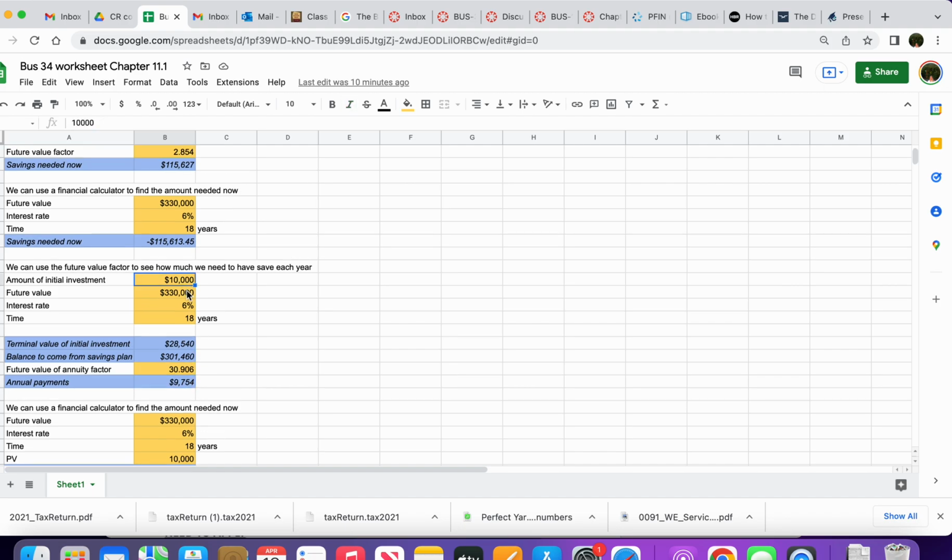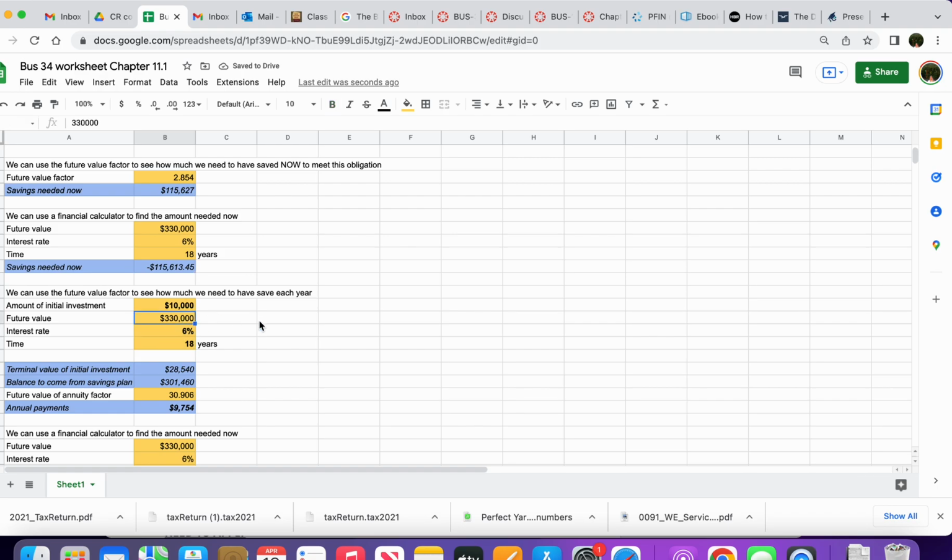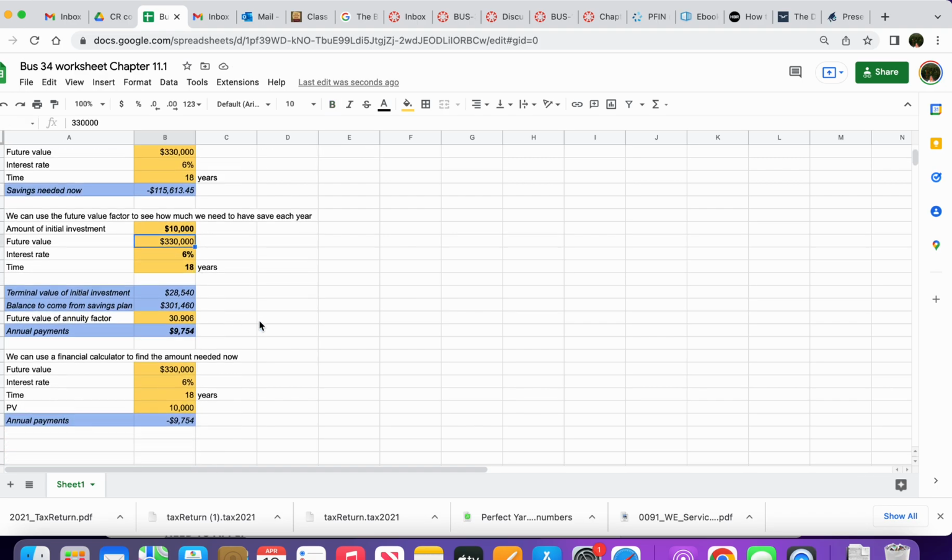Assuming we have $10,000 and we want to make annual payments, we need to make a payment of $9,754. Given our $10,000 balance and the fact that we're going to be earning a rate of interest of 6% over 18 years, at the end we'll come up with our $330,000 that's needed.